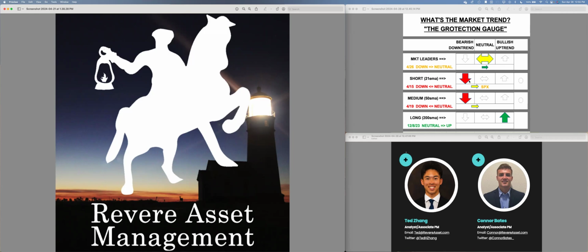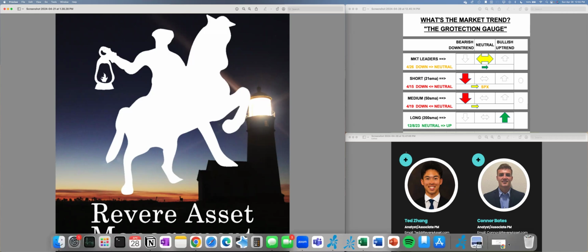Short term, we still have it at down as we're still pretty much right at the 21 EMA, and we want to see more power through that moving average. Medium term, down as well. We're below the 50-day simple moving average. And then finally, long term, we are still above that 200-day simple moving average. So we have that as up.